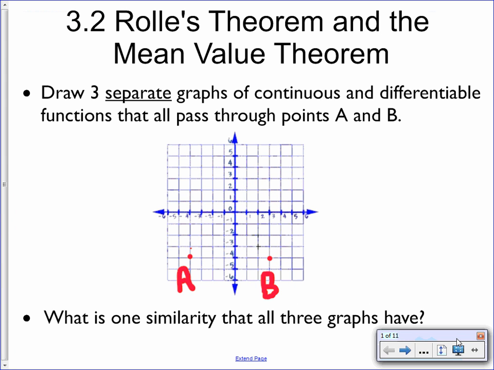Okay, so I want you to draw 3 different graphs of a continuous and differentiable function that passes through the points A and B. Continuous and differentiable, passing through A and B.